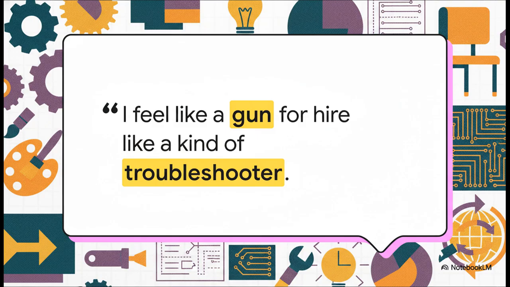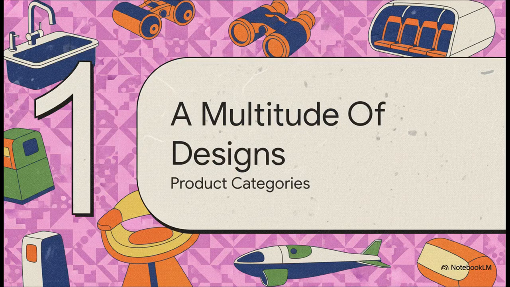Newson actually describes himself as a gun for hire. Now, you might be wondering, why use that phrase? It's because one of the most remarkable things about him as a creative is his vast cross-industry versatility. He absolutely refuses to be boxed into just one single design sector. Clients basically come to him with problems, and he acts as a high-end troubleshooter to solve them, no matter what industry they happen to be in. So let's look at this multitude of designs.